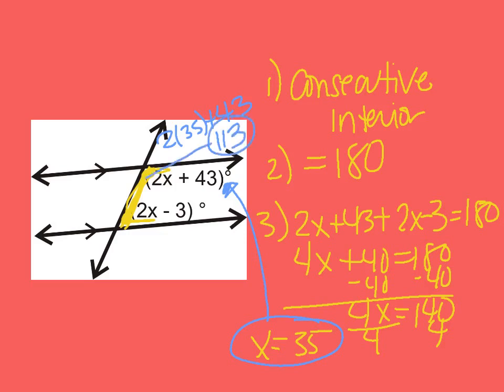So 113 is in that position right there. Now let's plug it into the bottom one. So 2 times 35 minus 3, that's 70 minus 3, which is 67. So 67 goes in this corner right here. When you plug them in, they're not going to be equal, but if you add them together, 113 plus 67 will give you 180, and you're good to go. So those are the 4 different ways that we can set up equations with the 4 different angle pairs in parallel lines.